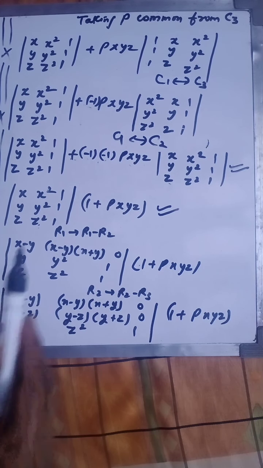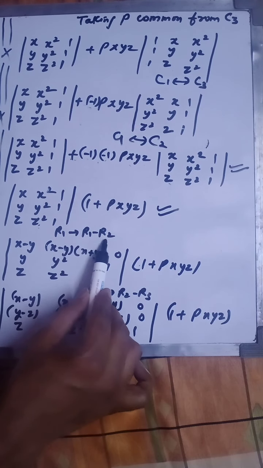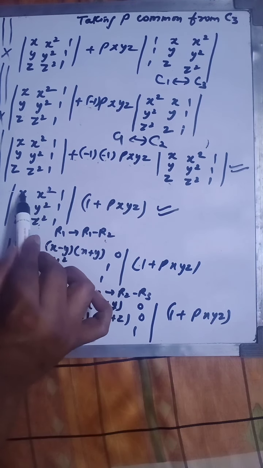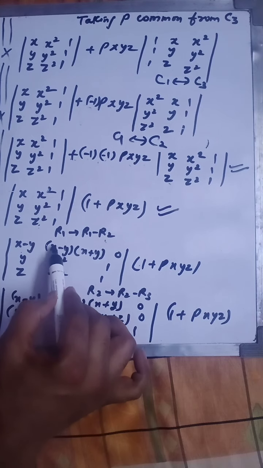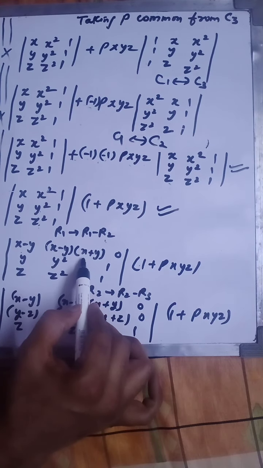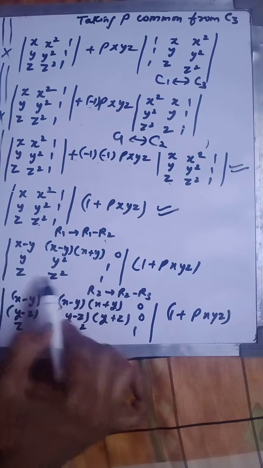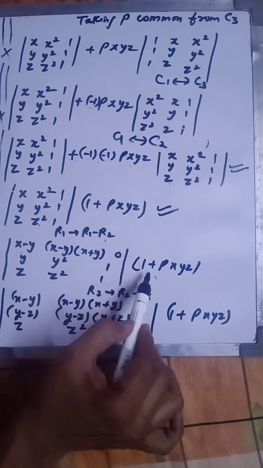After that, what you have to do is apply this operation, r1 goes to r1 minus r2. So I'm subtracting. In row r1, I will write x minus y, then x square minus y square, x square minus y square. So I can write x square minus y square as x minus y times x plus y. This is the formula for a square minus b square. 1 minus 1 is 0, and the second and third columns will remain the same, and this common part I'm writing here.